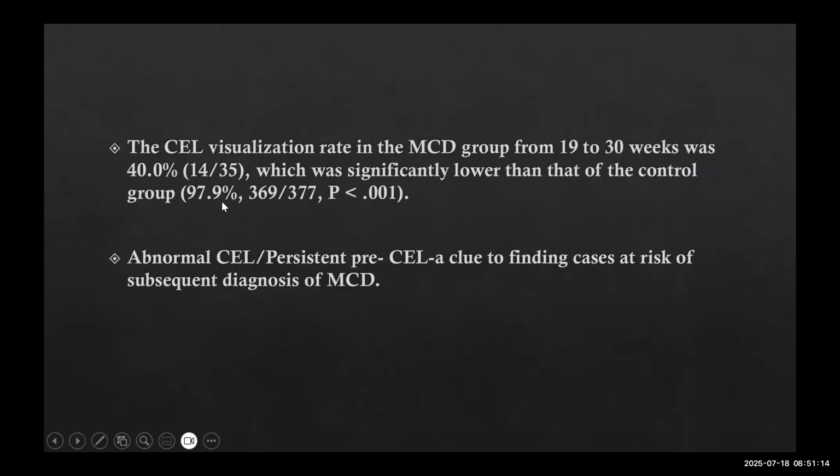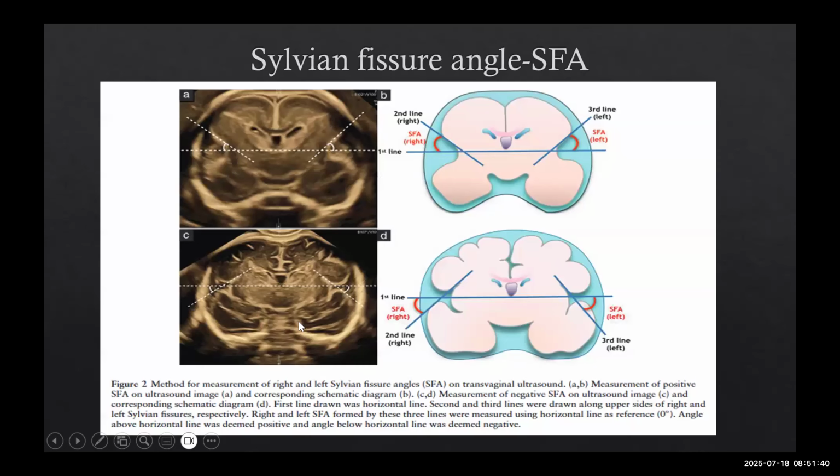So the conclusion of the paper was the CEL visualization rate in MCD group was 40%, which is significantly lower than that of the control group. And an abnormal CEL or a persistent pre-CEL should act as a clue or a precursor, like a marker for us to seek for malformation of cortical development. So moving to the next sign, this is Sylvian-Fisher angle.